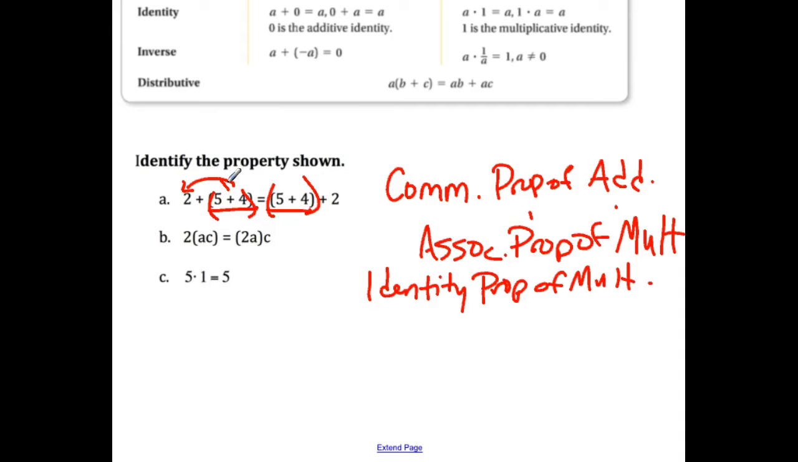You can abbreviate, just be careful in your abbreviations. Associative property should be abbreviated as ASSOC. Make sure you're very careful with that one.